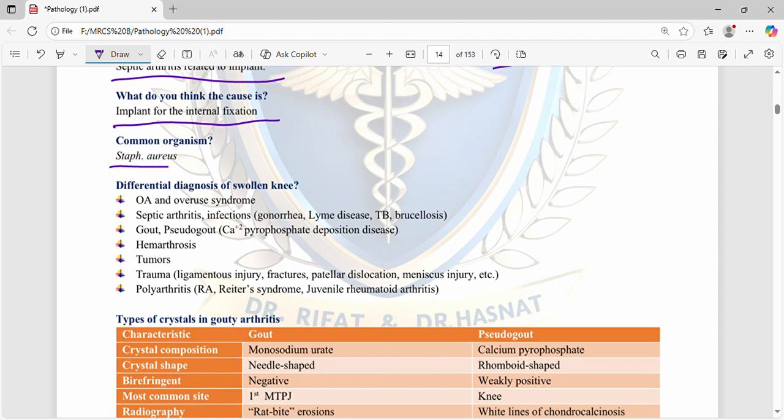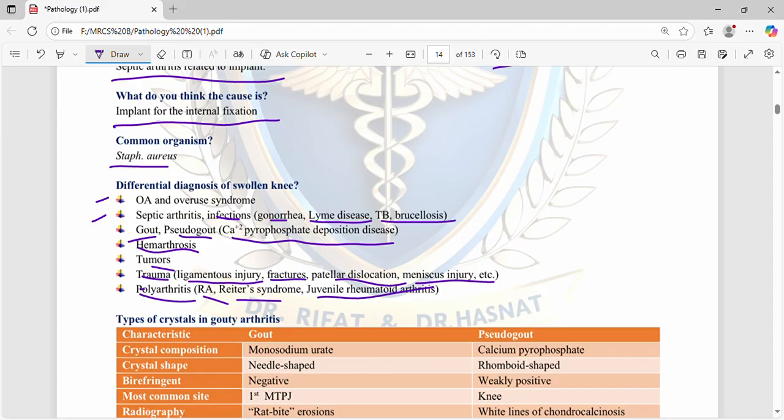Differential diagnosis of swollen knee: osteoarthritis, septic arthritis, infections such as gonorrhea, Lyme disease, TB, brucellosis, gout, pseudogout, calcium pyrophosphate deposition disease, hemarthrosis, tumors, trauma, ligamentous injury, fractures, patellar dislocation, meniscus injury, etc. Polyarthritis: rheumatoid arthritis, Reiter syndrome, juvenile rheumatoid arthritis.